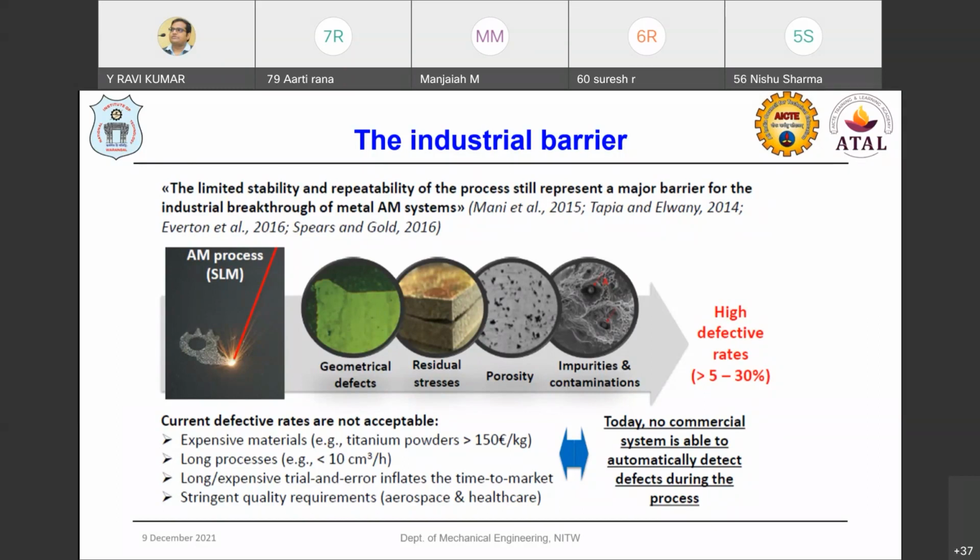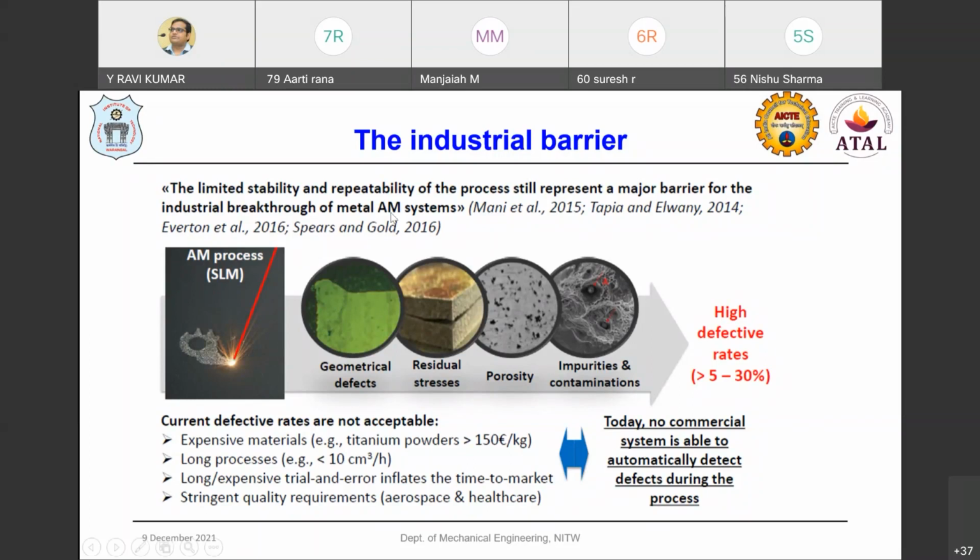You can see the defect rate is more than 5 to 30%, because such components are not at all useful for aerospace or medical applications. These issues still exist and need to be addressed when research is carried out on these metal AM parts made with AM machines.